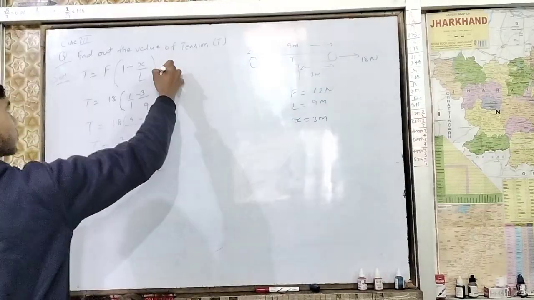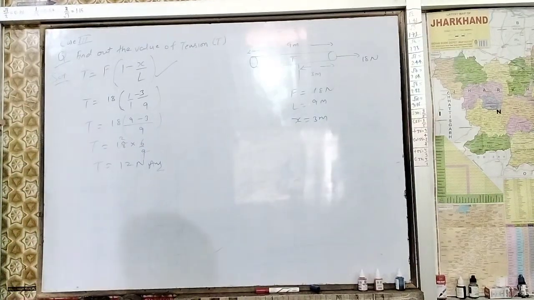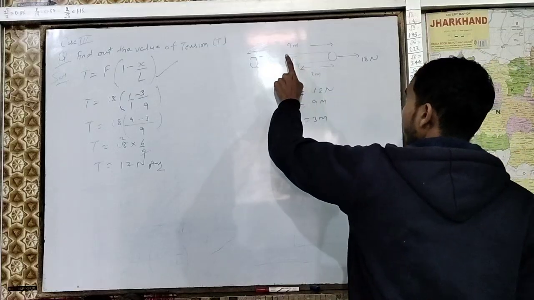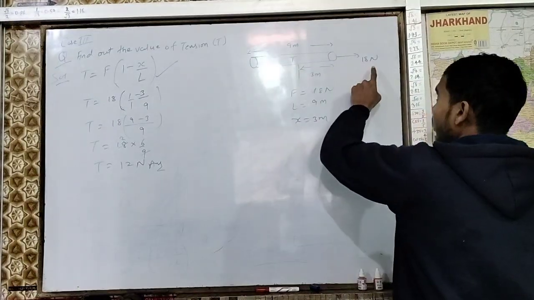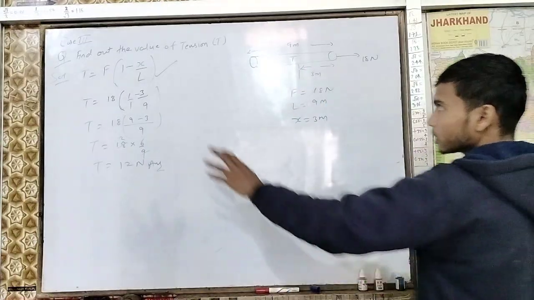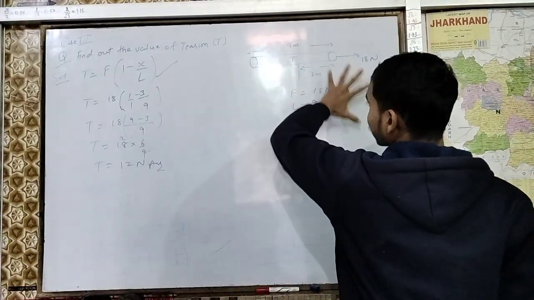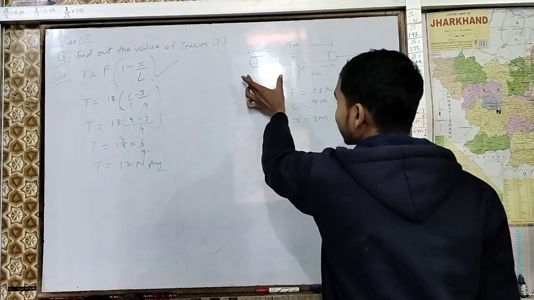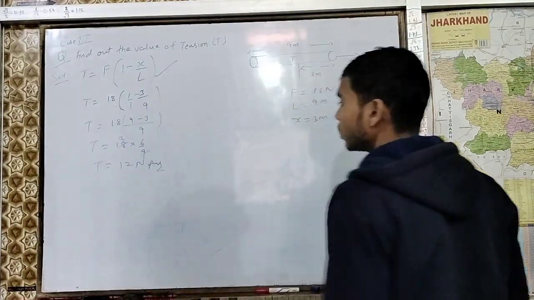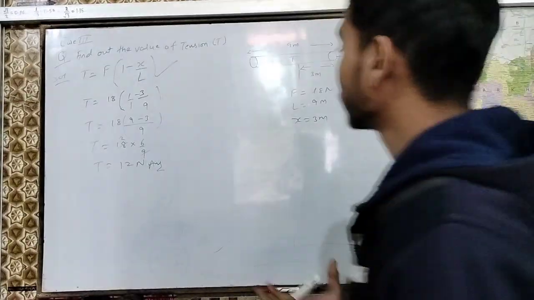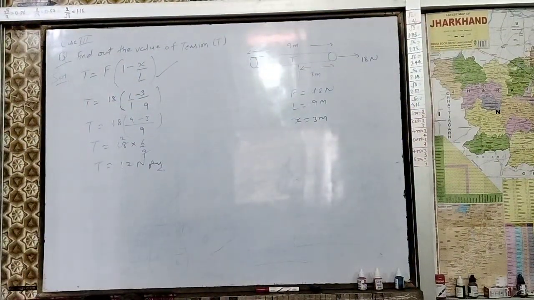We just used this tension equation to calculate the tension force for this massive string. It was providing F, L, X, that's it. We applied all these values in this equation and got the tension force, which came out as 12 Newton. Now let's move on to case number 4.